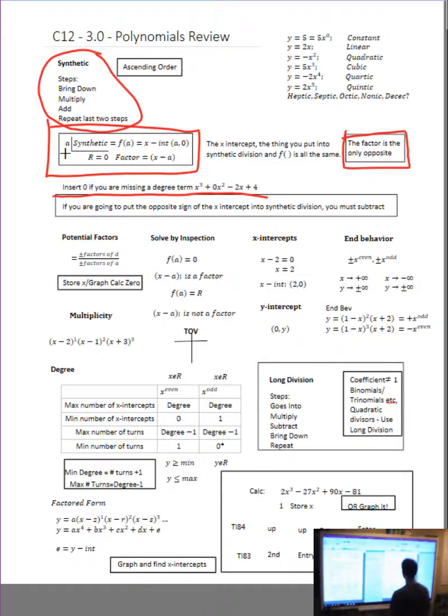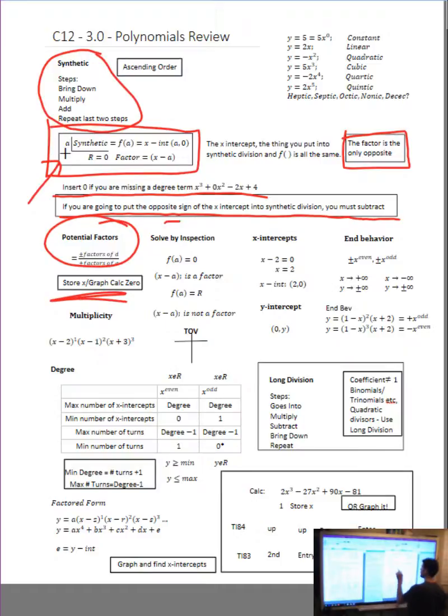And I've found one or two teachers who say that if you're going to put the opposite sign of the x-intercept in synthetic division, you must subtract. Now, don't do that. It's in a box. Just don't do that. But if your teacher does, just follow that sentence. But synthetic division is plus, a very important part. We're going to be listing potential factors, and we're going to be using our graphing calculator.